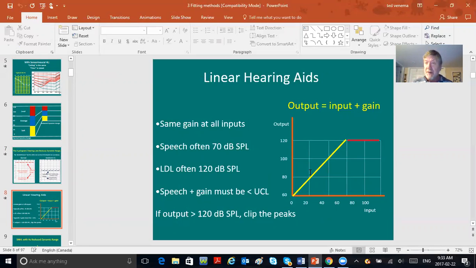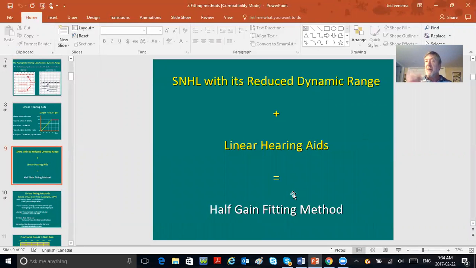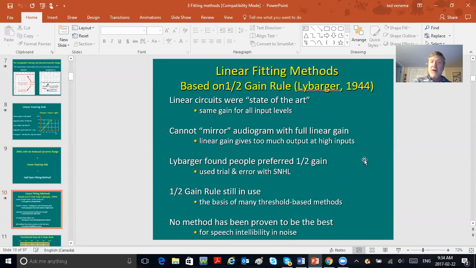Anyway, in the old days, and those days weren't all that long ago, 20-some years ago, hearing aids were linear, and that meant that they gave the same gain at all input levels. Now when you take linear hearing aids and put them with sensory neural hearing loss, you've got the necessity for the half gain fitting method. And we said the half gain rule, based on Lybarger, is the spinal cord of all fitting methods today, didn't we?